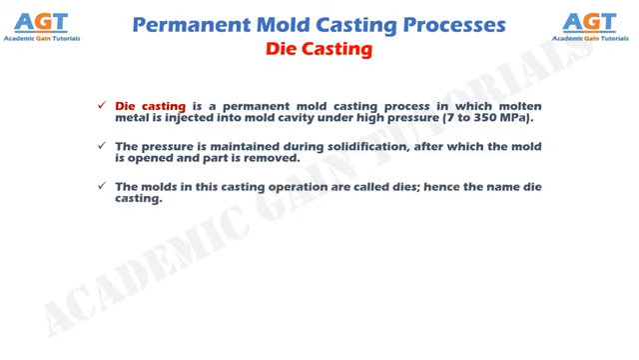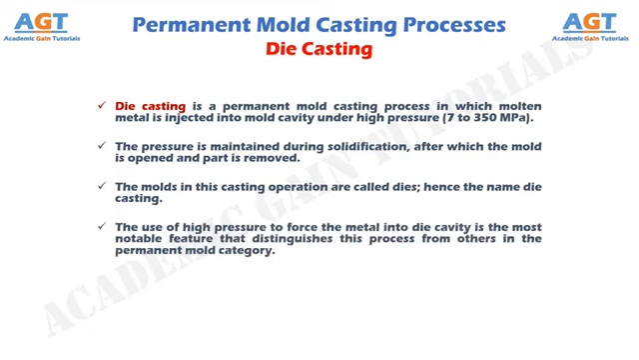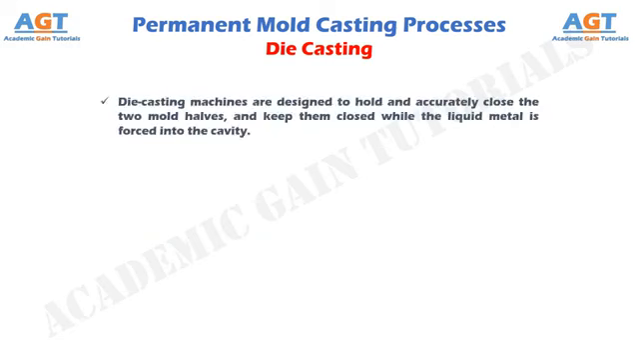The molds in this casting operation are called dies, hence the name die casting. The use of high pressure to force the metal into die cavity is the most notable feature that distinguishes this process from others in the permanent mold category. Die casting machines are designed to hold and accurately close the two mold halves, and keep them closed while the liquid metal is forced into the cavity.